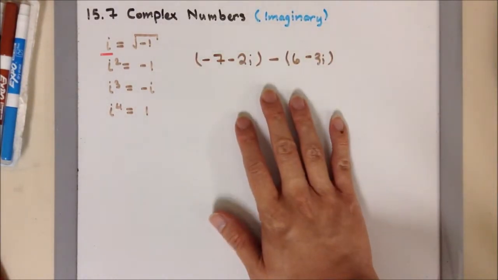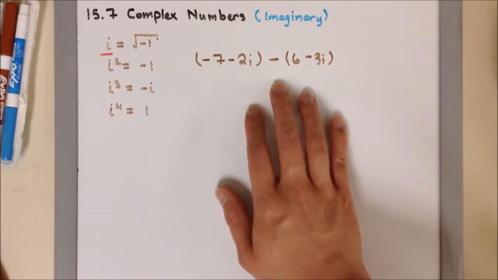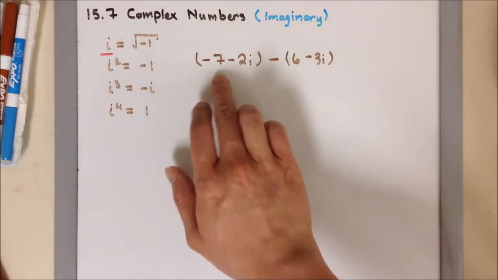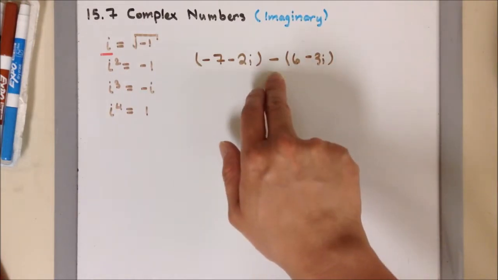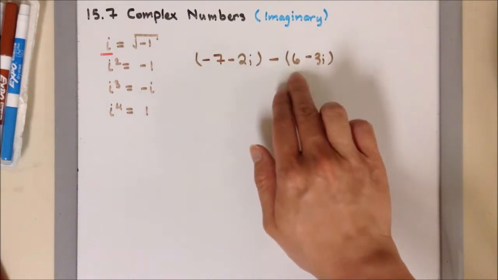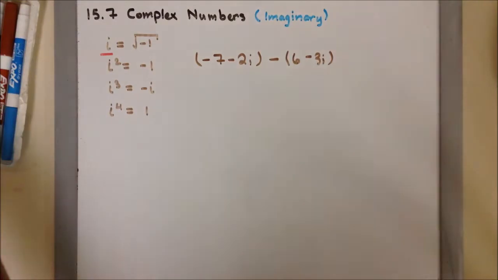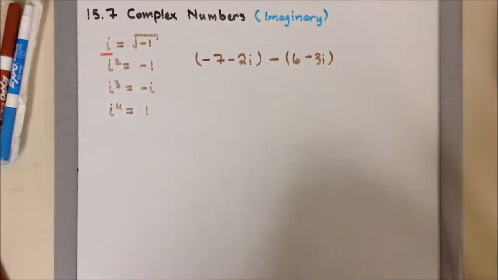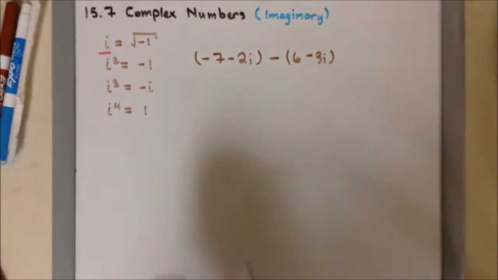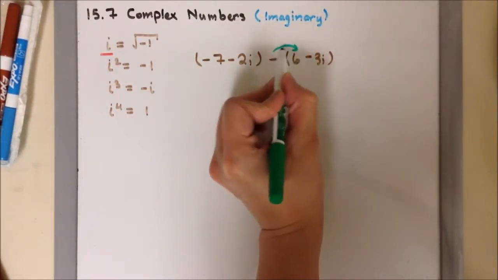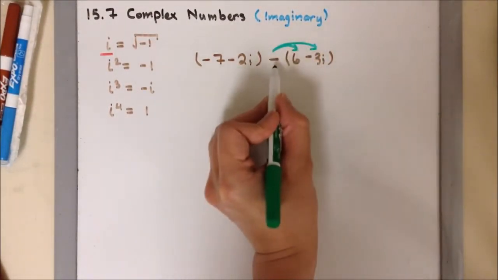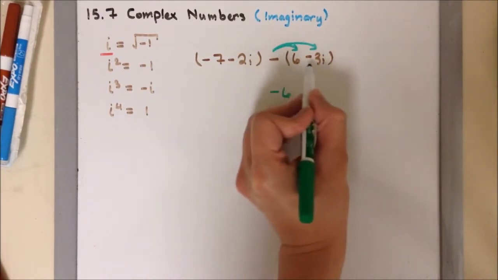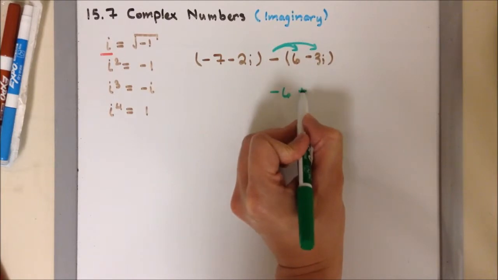In this example, now we're going to work with subtraction. So let's take a look in the first set of the parentheses. It's negative 7 minus 2i, minus in the middle, and in the second set, 6 minus 3i. So, just like how I did before, I distribute the plus. Here, I'm going to distribute my minus. So my minus to the positive 6 will be minus 6. My minus to the negative 3i will be plus 3i.